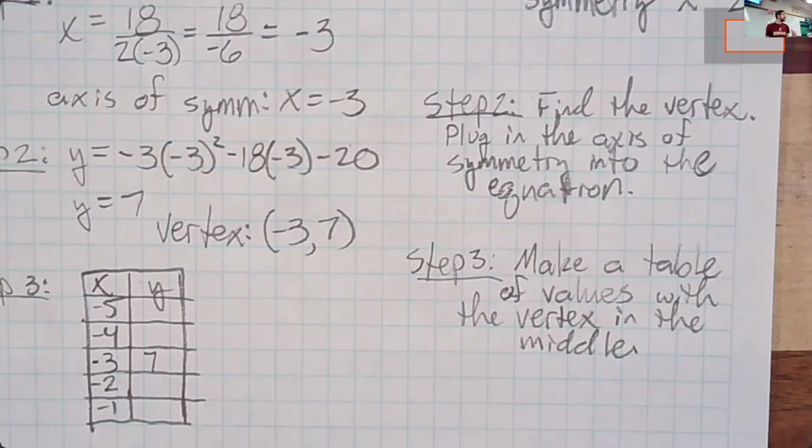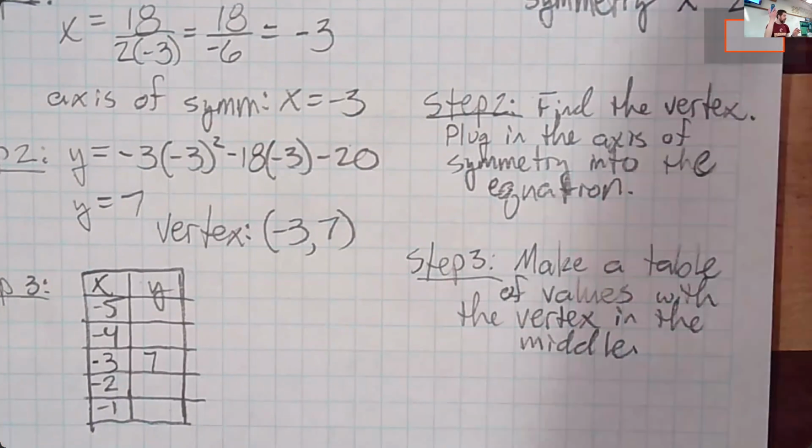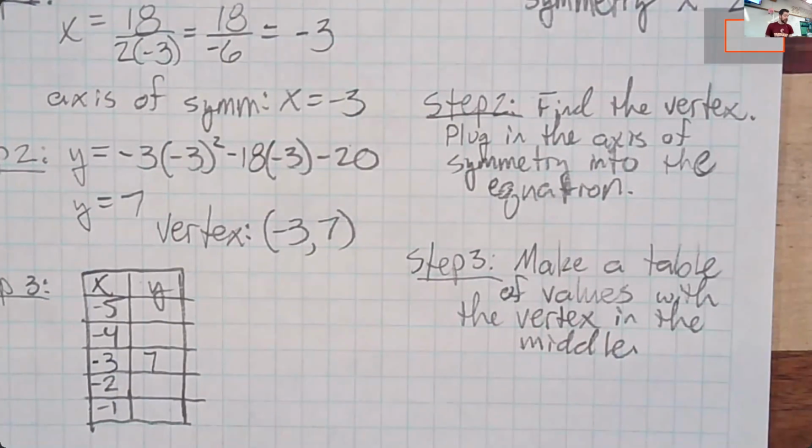And remember that whenever you make a table of values and you list these out like this, the vertex is in the middle, which means that the values of y on either side of the vertex are going to be equal to each other. So whatever the y value is when x is negative 2 is going to be the same as the y value for when x is negative 4. And whatever the y value is when x is negative 1 will be the same y value when x is negative 5. So we only have to do 2 other calculations on our calculator. And that's it. So remember that as well.